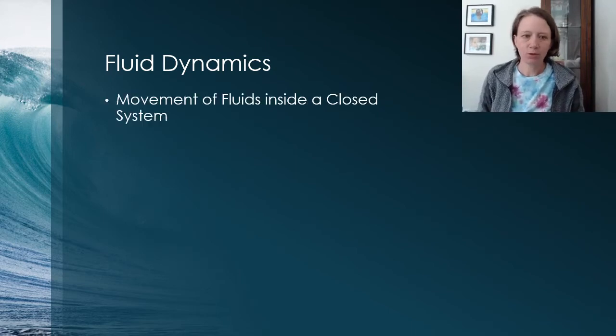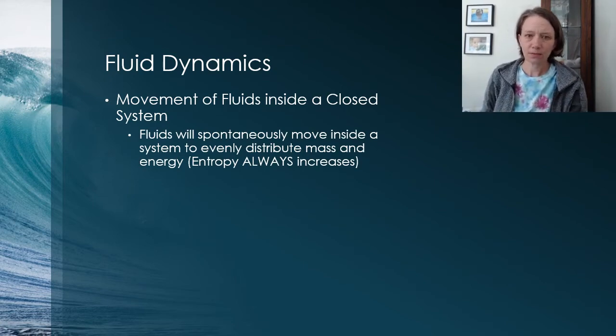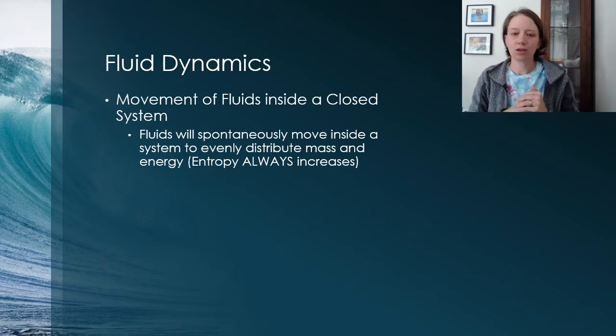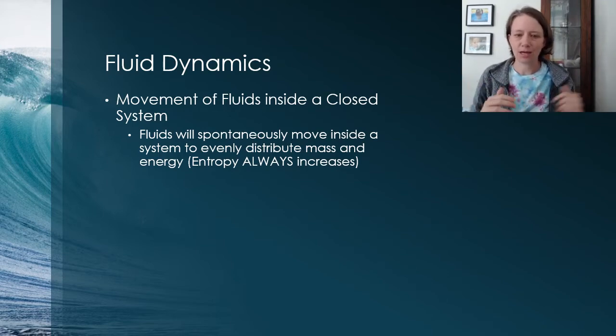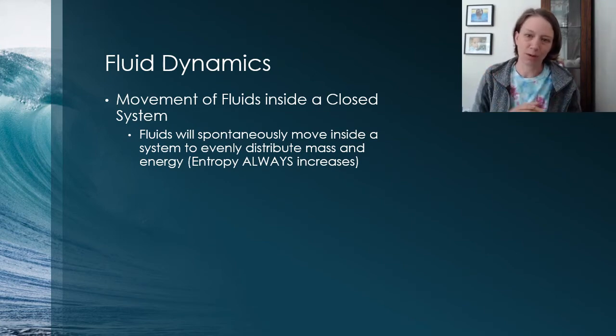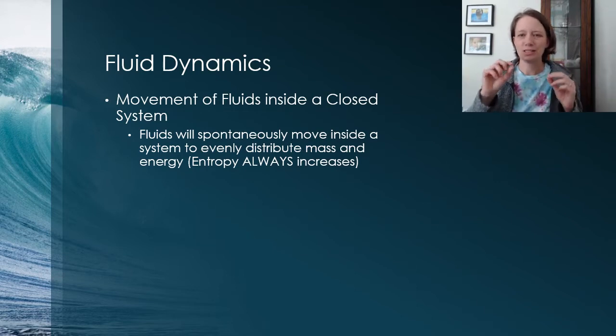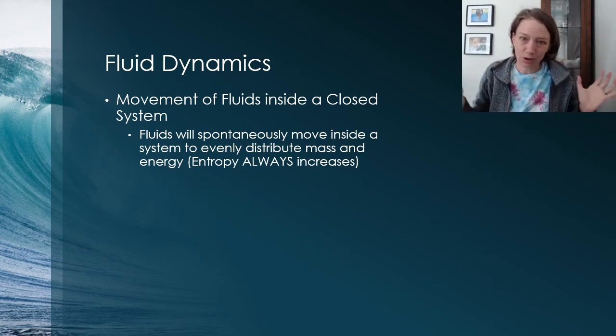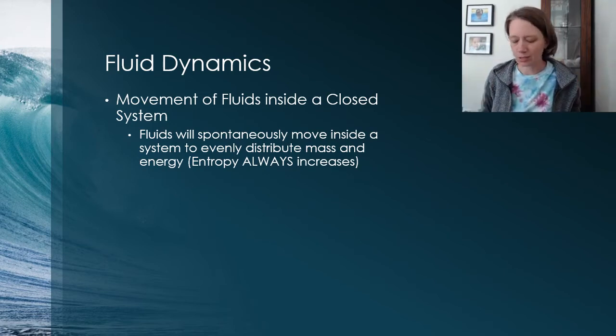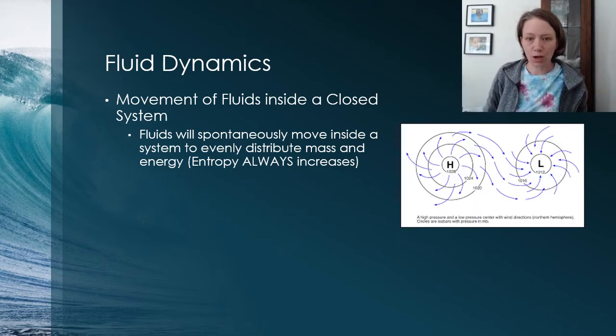So you may recall that fluid dynamics refers to the movement of fluids inside of a closed fluid system. What causes fluids to move in a system? Well, fluids are actually going to move spontaneously. That means they move on their own inside closed systems in order to evenly distribute the mass and energy in the system. This is known as an idea called entropy, which we'll talk a little bit more about when we get to thermodynamics. But for now, I'm just going to start seeding this idea that entropy is always increasing in the universe. It's another fundamental tenet of physics. But distribution of stuff evenly throughout systems is just sort of how nature wants to work. And that's what happens inside closed fluid systems as well.